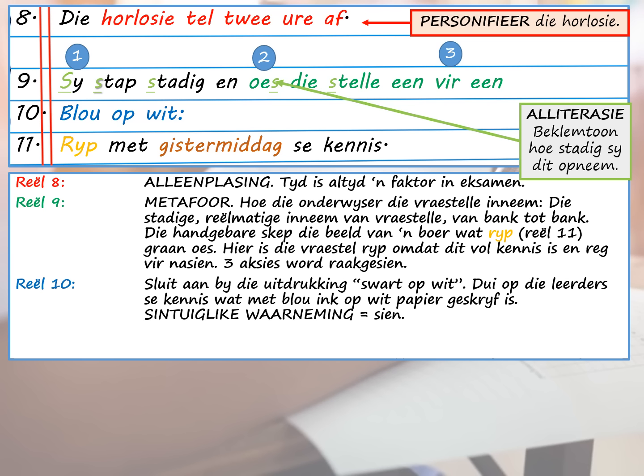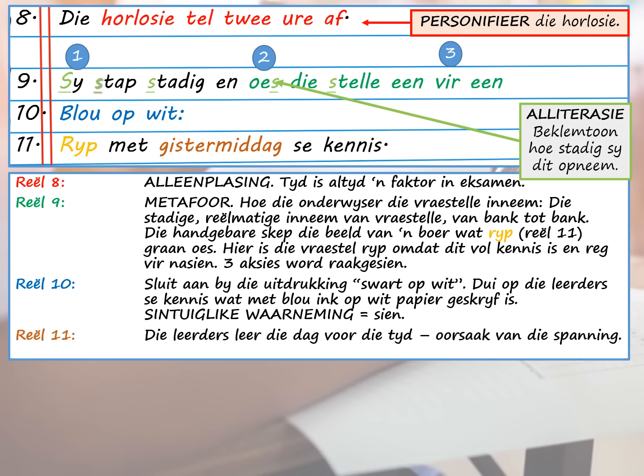Blauw op wit, it is basically the idea of black on white. So we've got blue pens on white paper, so it refers to their knowledge being written on the paper. Everything that was written on the paper is in blue. Again, sintuiglike waarneming, we can see the blue on the white. Then we have line 11. I think we're coming back to that colon in a moment.